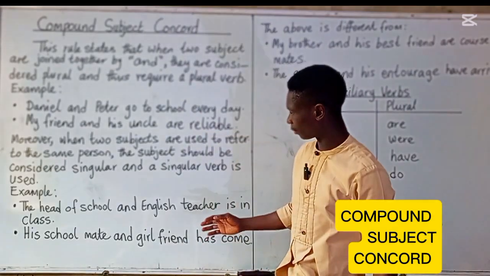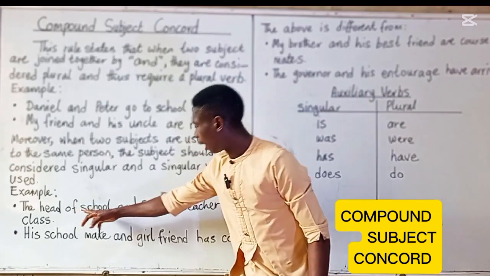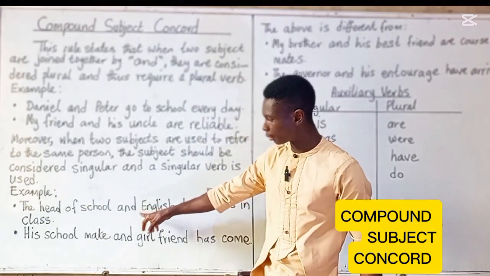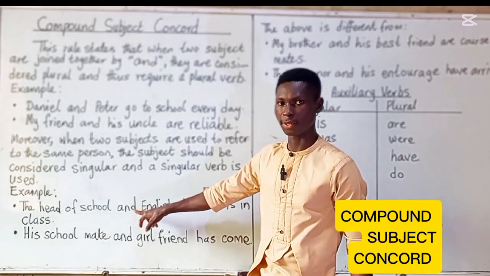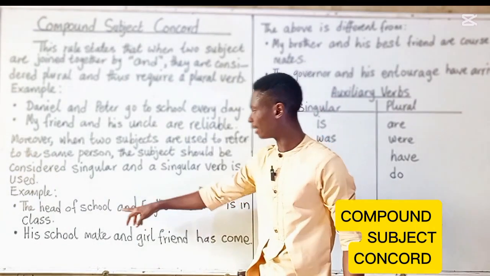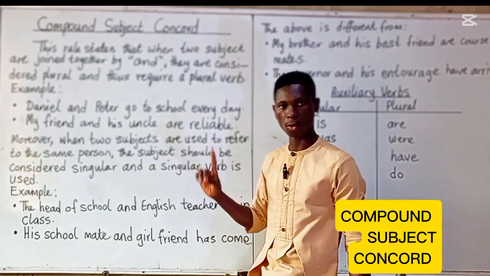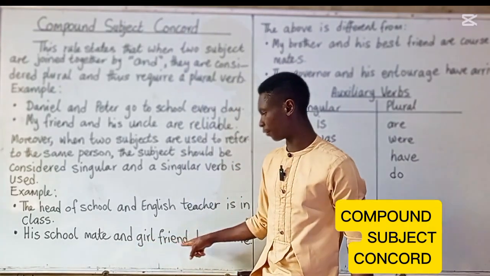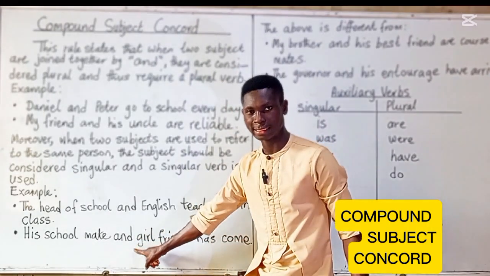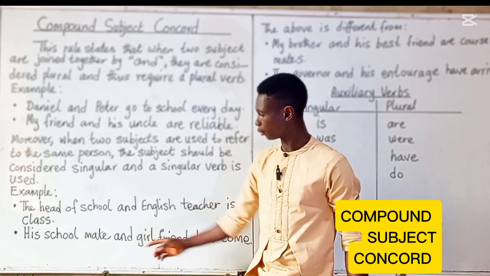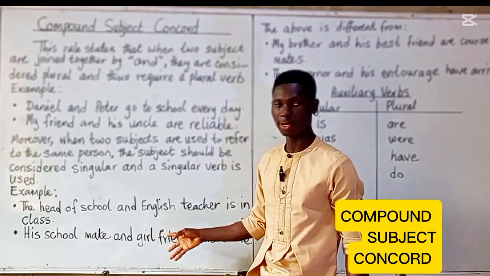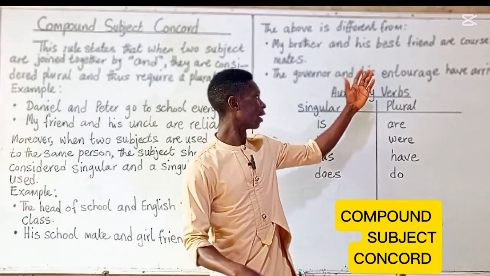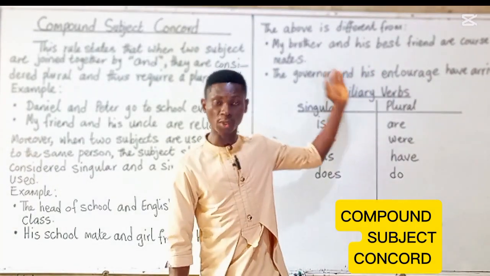But in this case, we have the head of school, an English teacher. There is no article here. There is no determiner here. Hence, it refers to just one person. His schoolmate and girlfriend. There is no article or determiner here. So when it is arranged this way, it is regarded as singular. But when it is arranged this way, it is regarded as plural.